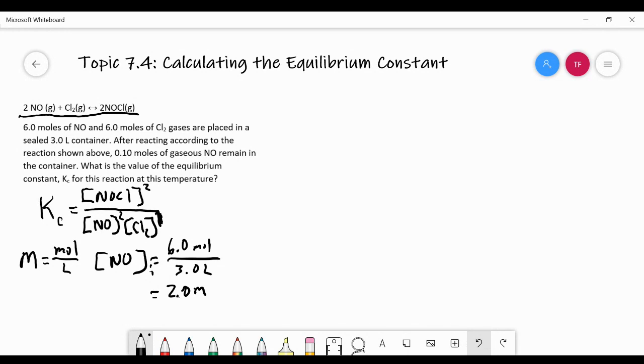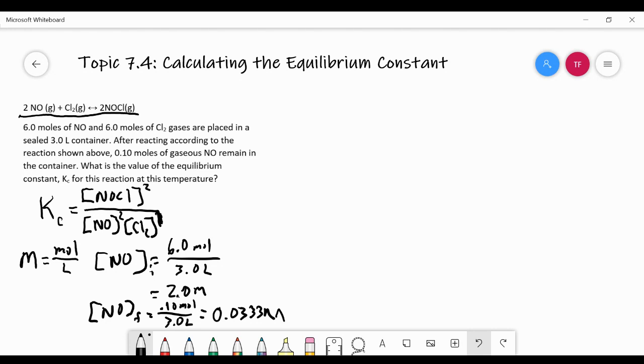Then an experiment was done with these two. They reacted with one another, and after they reacted, 0.1 moles of gaseous NO remains in the container at the end. What is the value of the equilibrium constant? So at the end of this reaction, we have NO still in the container, but now there's only 0.1 moles. So 0.10 moles divided by the 3-liter container. And this gives us a final concentration of 0.0333 molar. Okay, so now we know all the concentrations that are given in the problem.